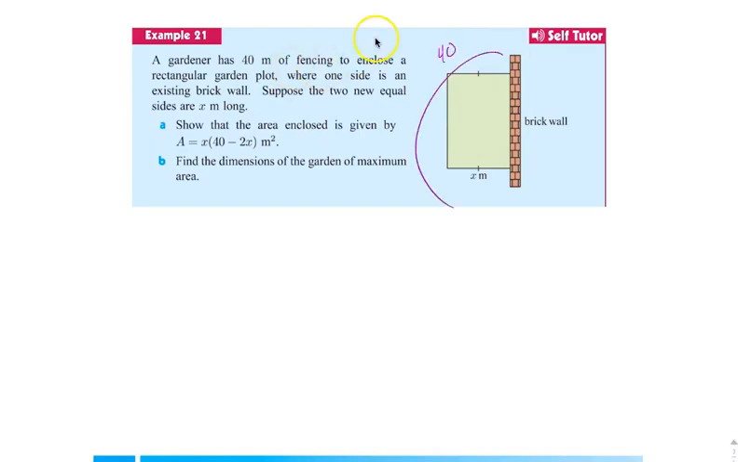But we have two equal sides of x. And as we talked about before, if you want to figure out what this side is, you just go, okay, what's the total? 40. Subtract the 2x's. So this should be 40 minus 2x.